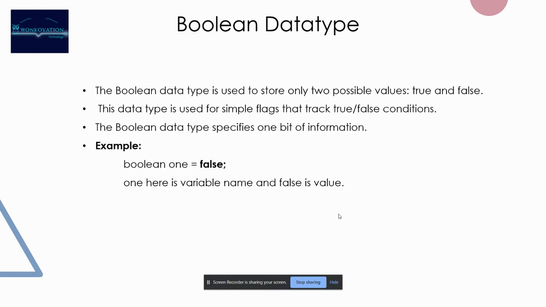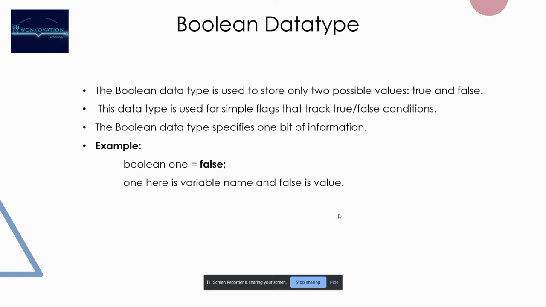Now, let's talk about the Boolean data type. The Boolean data type is used to store only two possible values, true and false. It is used for simple flags that check true/false conditions. A Boolean data type specifies one bit of information. It can be either true or false. It is mostly used in logical conditions. Java reserves 8 bits but uses only 1 bit for Boolean data types.